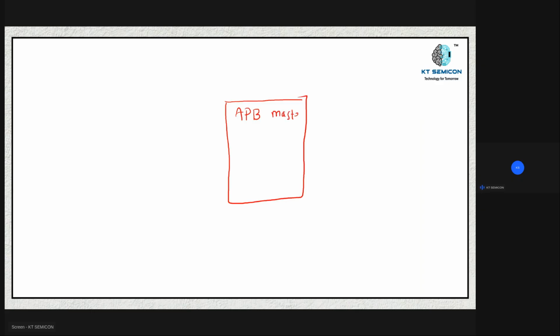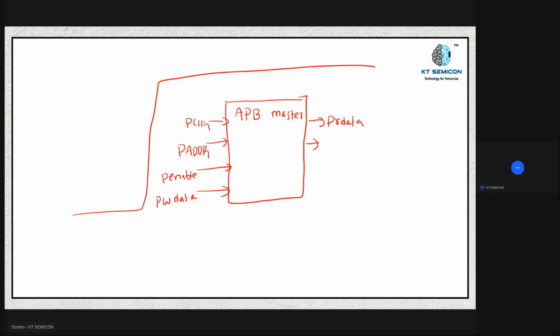This APB master is going to have our P clock, P address, and P enable, and PW data, PR data. So these are all the signals which we are going to have with our APB interface. Okay. And for this APB interface, we are going to develop a simple test bench.